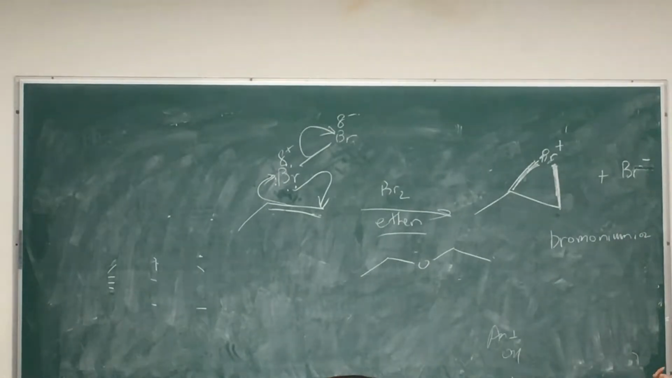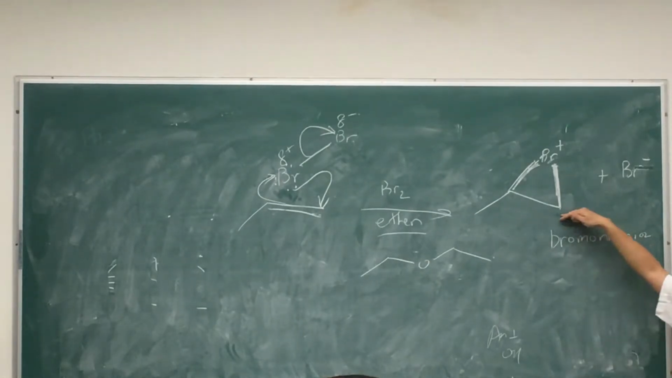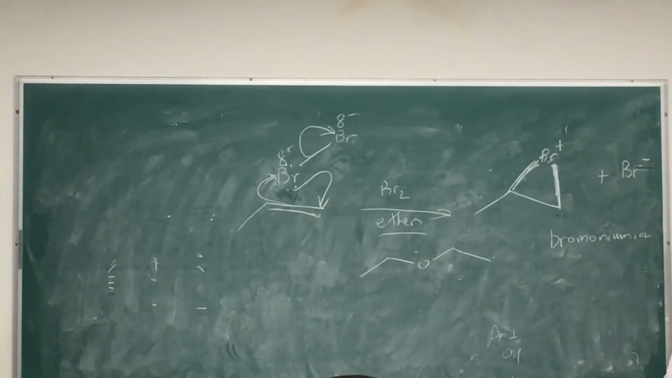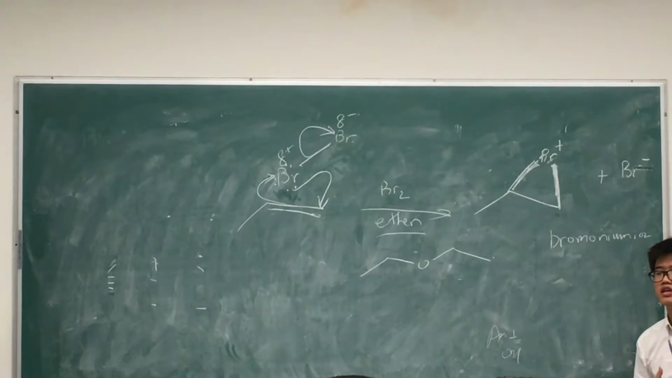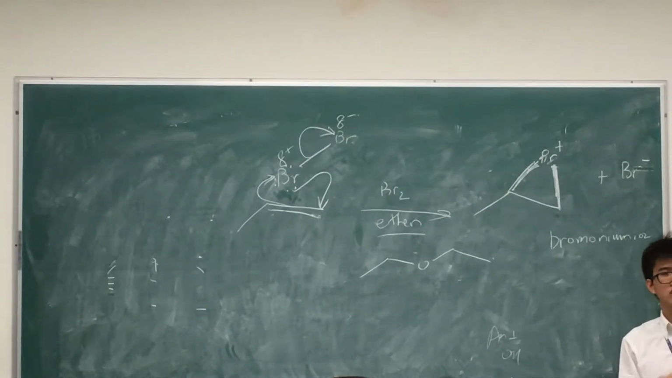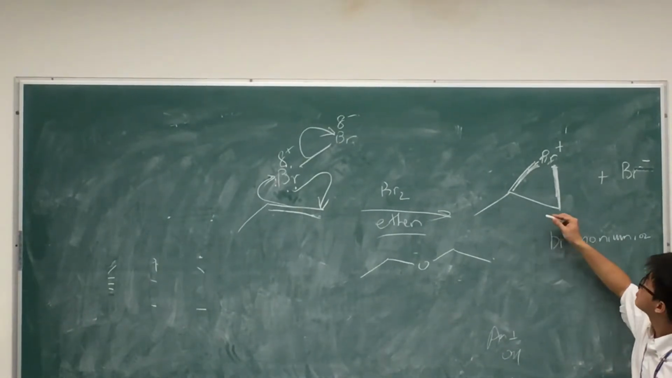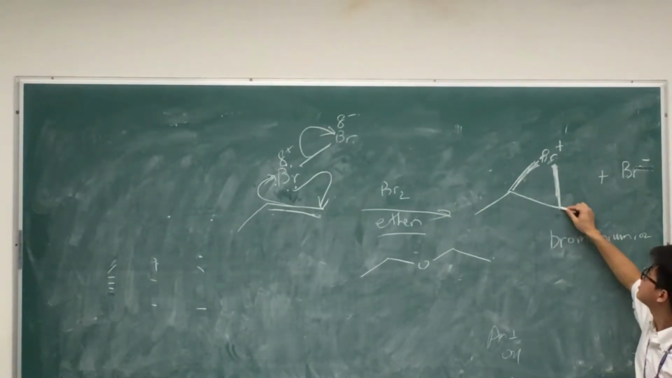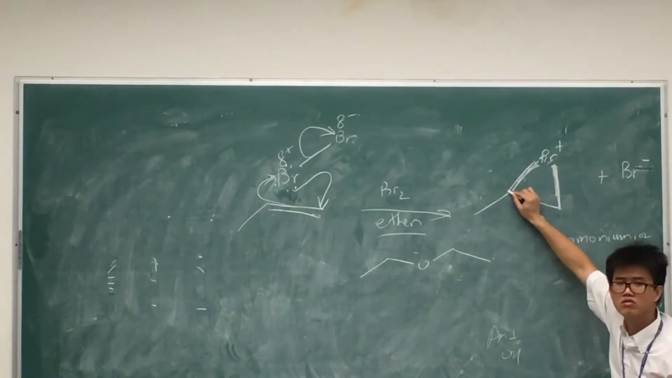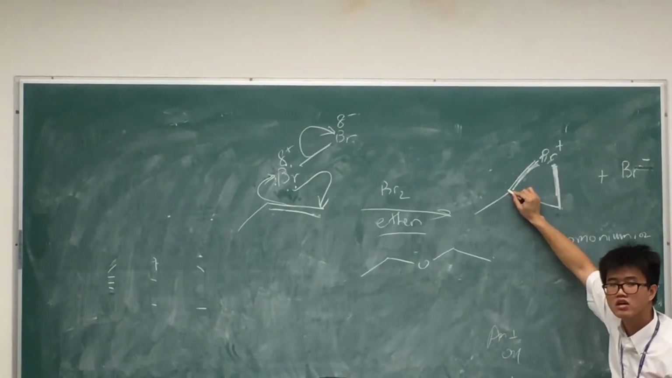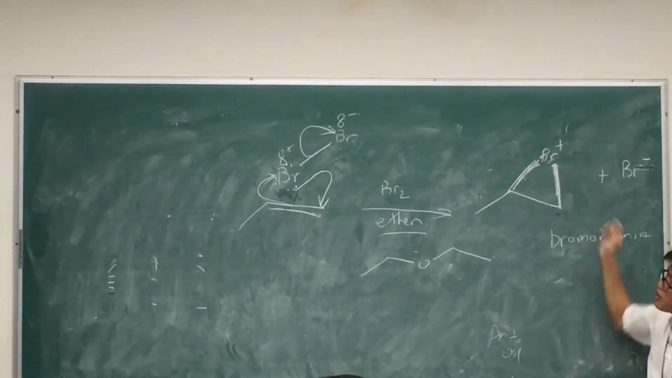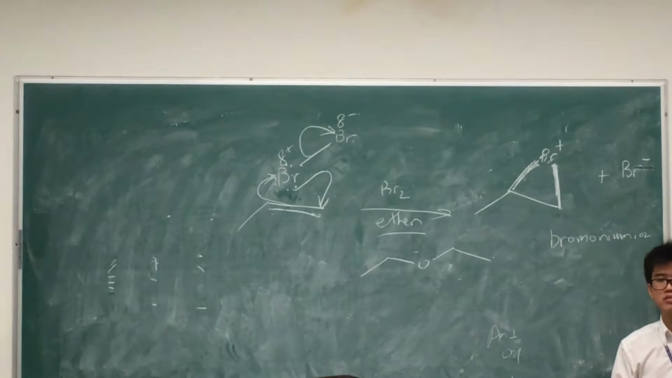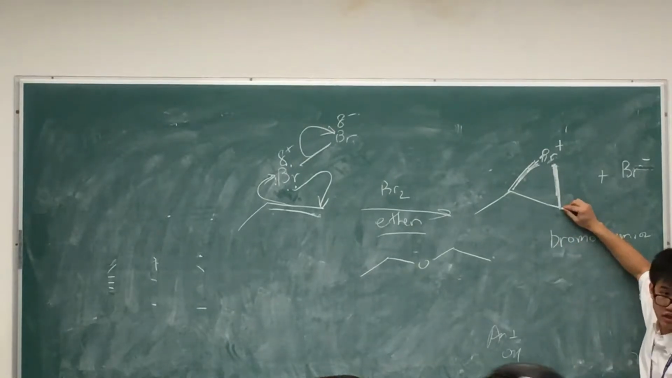Okay, now tell me, in this intermediate structure, which one can act as an electrophile? Andre? Either bond, this one or this one, right? I mean, which carbon becomes partial positive? The secondary one, right?